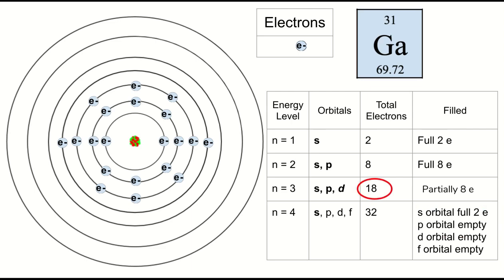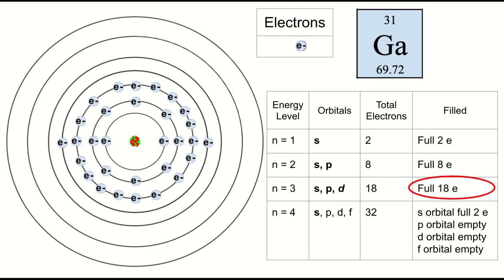Now we're going to go back to the third energy level because it is currently holding only 8 electrons, but it can hold a maximum of 18. And we're going to put in the remaining 10 electrons to fill up the third energy level. And so those will go in the d orbital. And so now our third energy level is full with 18 electrons.